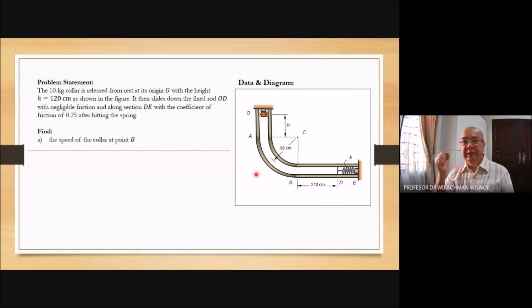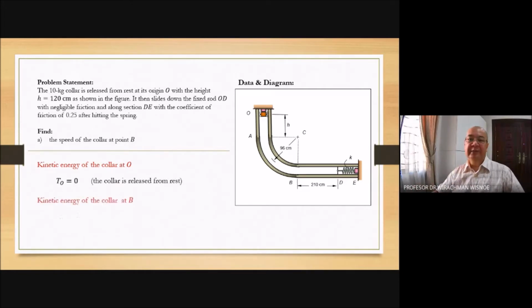We are going to apply the work-energy method. Kinetic energy at O is zero, because the velocity is zero. It is released from rest. At B, the velocity is unknown. We have the mass, so half m v squared becomes 5 vB squared.